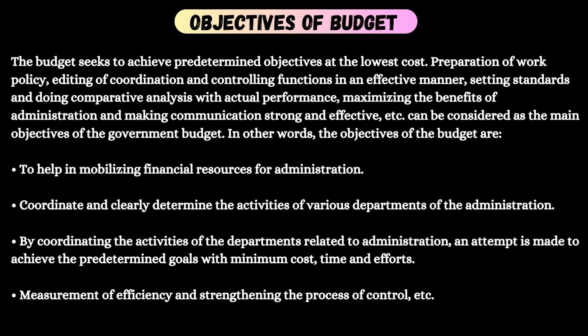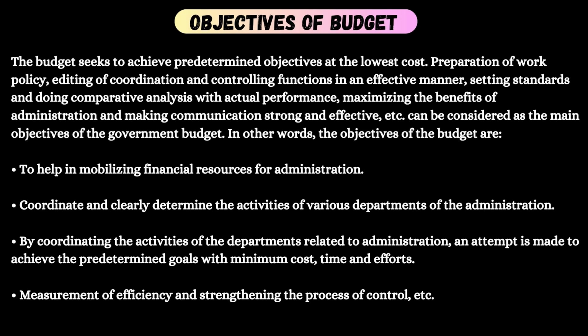Preparation of work policy, editing of coordination and controlling functions in an effective manner, setting standards and doing comparative analysis with actual performance, maximizing the benefits of administration and making communication strong and effective, etc. can be considered as the main objectives of the government budget.